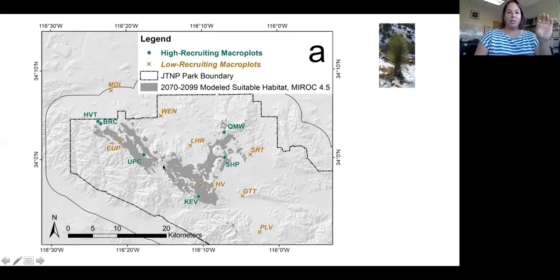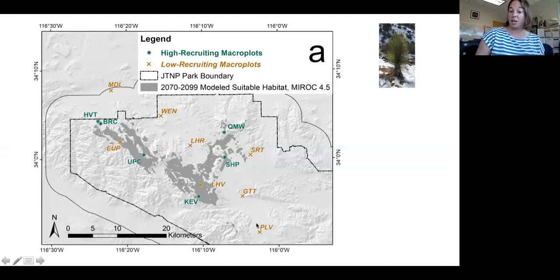But if you notice, in gray, I have here the modeled suitable habitat at end of century. And in gray, this is the optimistic scenario. And basically, the higher recruitment was correlated in space to this gray area. So essentially the trees are already starting to have more seedlings, reproduce better in these areas that are closer to where we think they will be happy in the future. So we're already seeing some shift in where young trees are occurring.